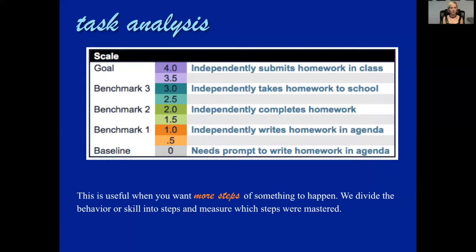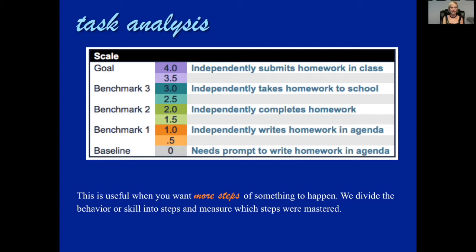Task analysis, for those of you who are trained in special education, we were all trained to do task analysis with toothbrushing, hand washing, and toileting, but we can also task analyze any behavior or skill. And so earlier I brought up an example of one where we had steps of submitting homework. We can actually name those steps and put them on the scale. So right now the student needs a prompt just to write the homework in the agenda. And what we want to have happen is for the student to independently submit homework in class, independently have completed all of the steps of completing homework.